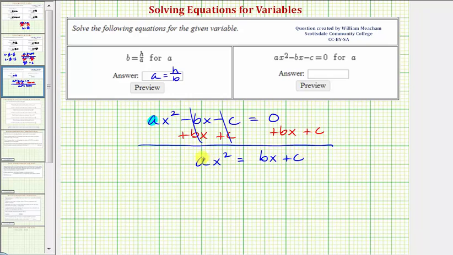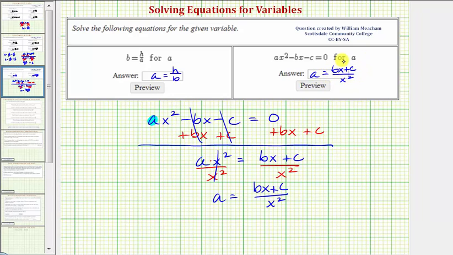And again, our goal here is to isolate a. ax squared means a times x squared. So to undo this multiplication and isolate a, we'll divide both sides by x squared. Notice here on the left side, x squared divided by x squared is 1. So we have a equals the quantity bx plus c divided by x squared. So our equation solved for a is a equals bx plus c divided by x squared.